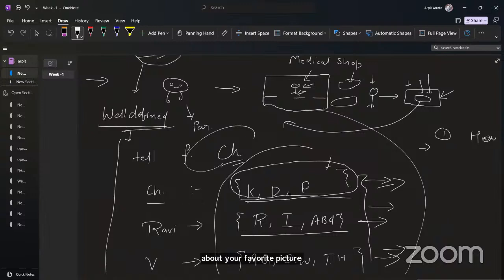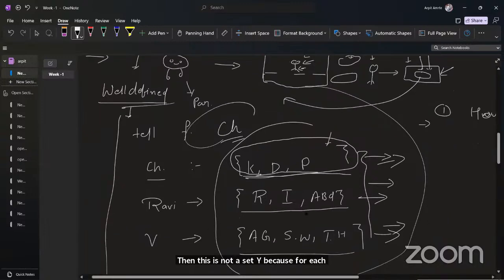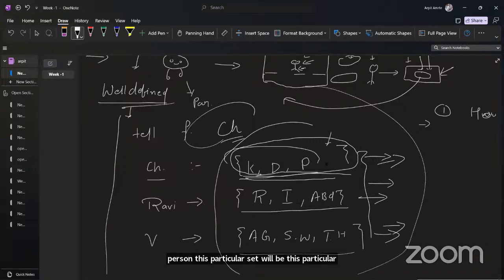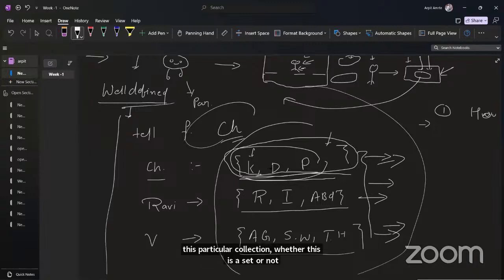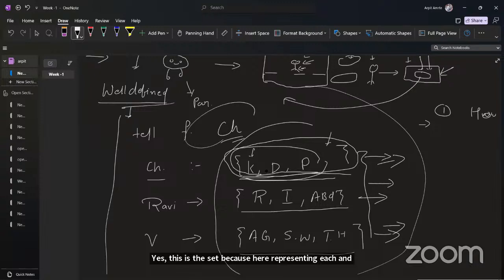Why? Because for each and every person, this particular collection will be different. But if you ask whether this particular collection is a set or not, yes, this is a set, because here I am representing everything by its elements, not by some previous question. Are you getting my point? If you are defining something by its elements, it means you are telling me which elements are inside my collection, so that it is a set.